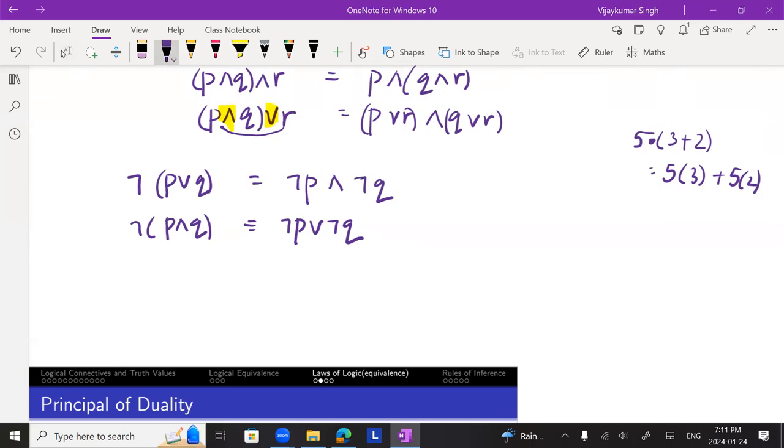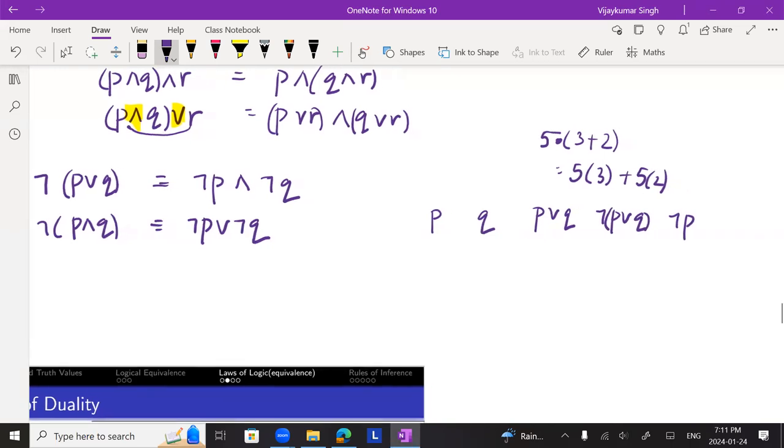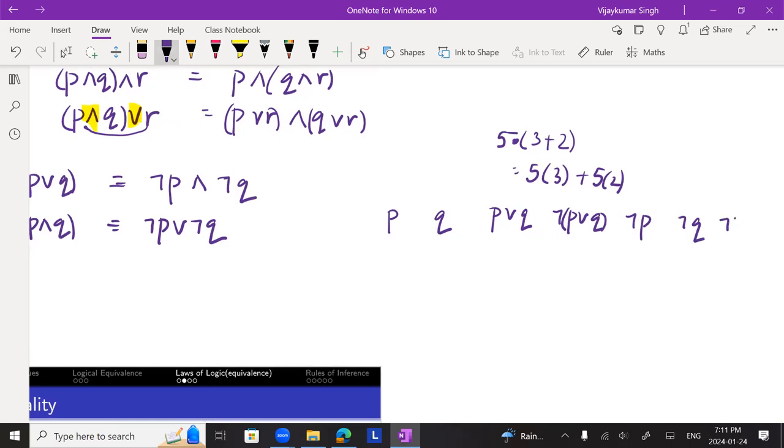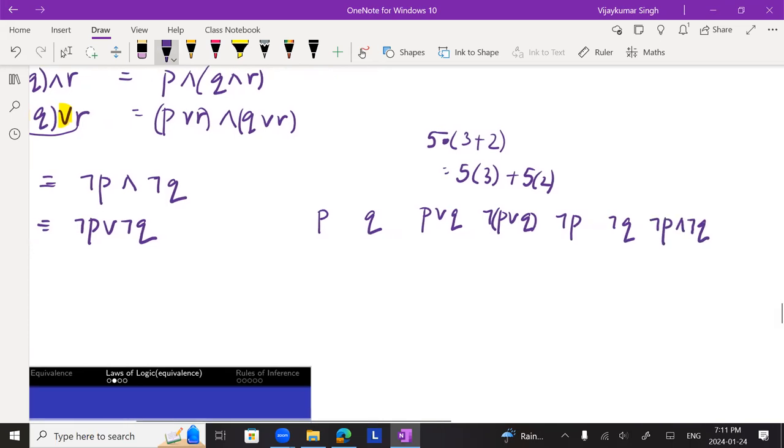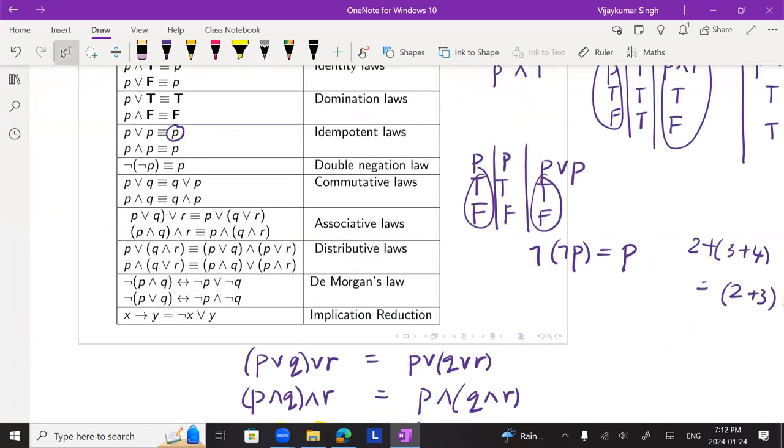So let's take P, Q. Let's say we want to prove this, the first one. Then we take P or Q. Then we take negative P or Q. And then we take negative P, we take negative Q, and we need negative P and negative Q. And we want to see if these two things, star one and star two, are the same, right? So now how do we do that? We are trying to use the table, all right? Because if you have to use the algebraic method, then it's already given to us. Algebraic method means using this list of results to solve something. So let's try to prove this by table.